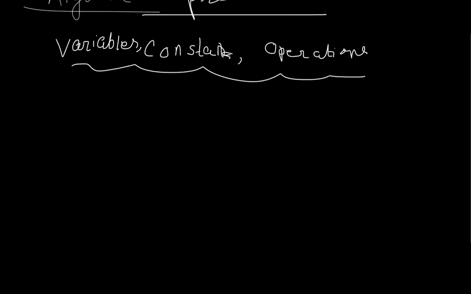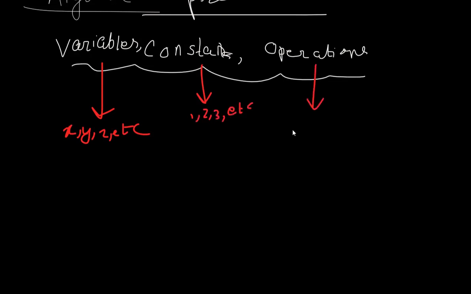So what are the variables? These are not the numbers. These are alphabets: x, y, z, etc. Constants, they are the literal numbers. For example, 1, 2, 3, etc. For operations, these are four operations: plus, minus, division, and multiplication.